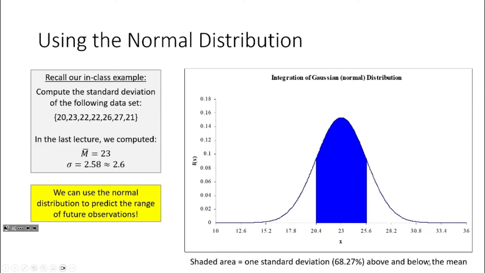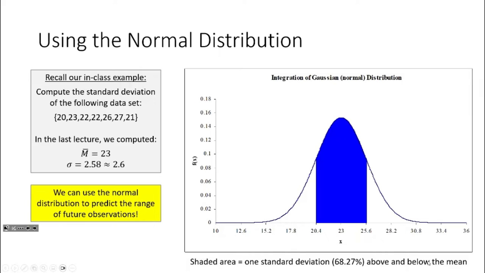Now, what does that mean for you? Well, if you have a given data set, and let's just say we're looking plus or minus one standard deviation, that goes from 20.4 to 25.6. I propose that if that area is 68.27%, and this data fits a bell curve, then I can predict that about 68% of the data is within the range of 20.4 to 25.6. It's not always exact, but that's what the normal distribution tells us: I can use this range to predict how much data fits within that range.